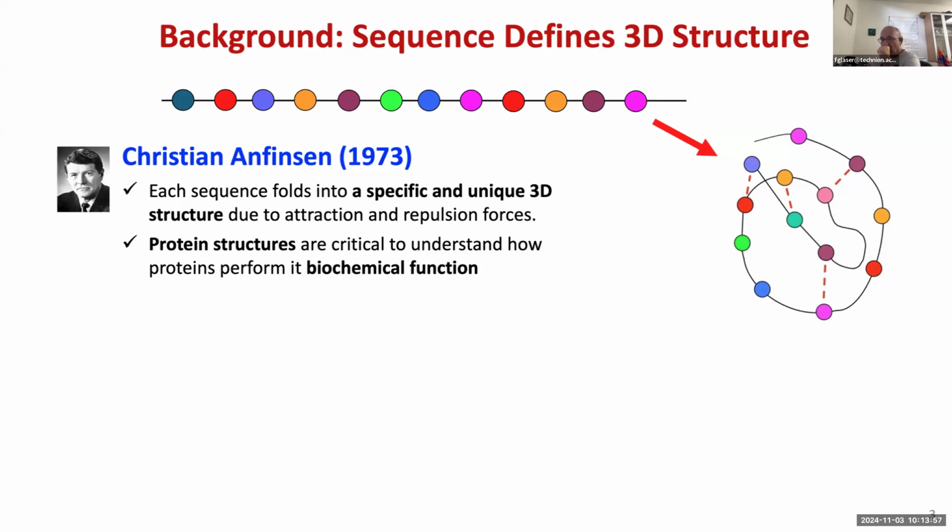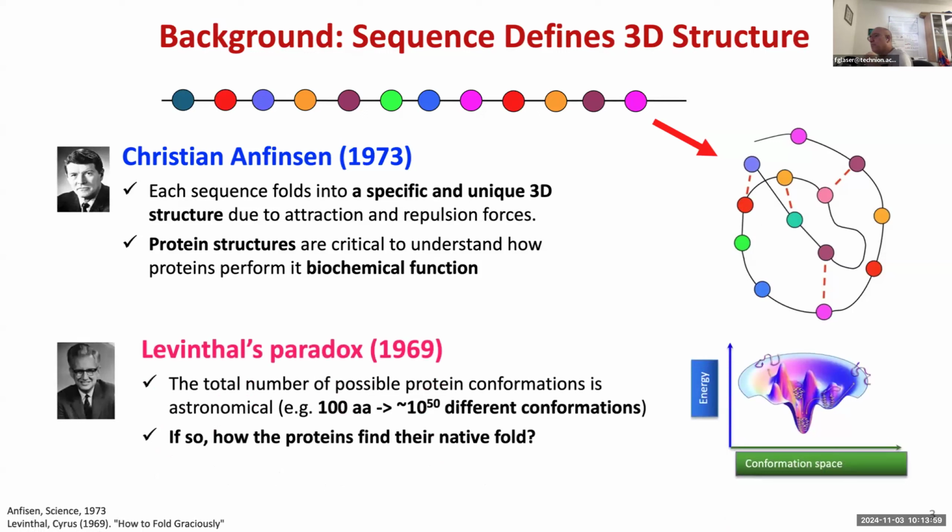And the other important statement comes from Levinthal's paradox, also in the 70s, which states that the total number of possible protein conformations is astronomical. Even for a short protein, we have almost infinite different possible conformations, which obviously the protein cannot sample. And he asked, so how do proteins find the native fold?